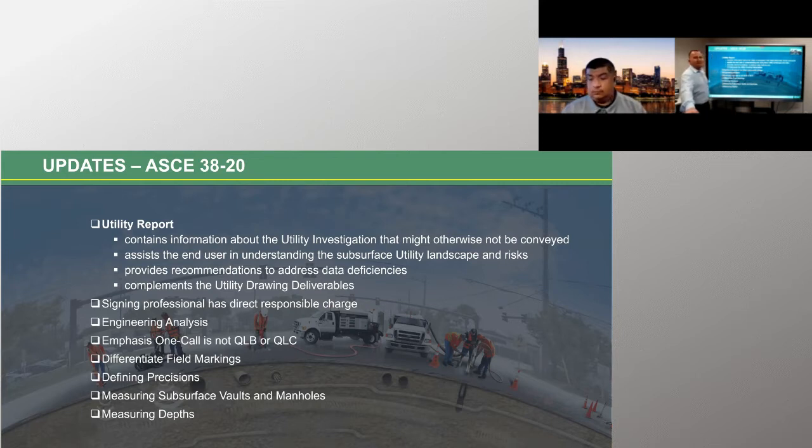It does emphasize the difference of one call versus QLB or QLC. It is not the same. How to differentiate the field markings. It also defines the precisions for the quality levels tied to the project survey datum. It talks about measuring subsurface vaults and manholes and also measuring depths. We had a tendency to call them electronic depths, but as Eddie will show, that is not truly the case.